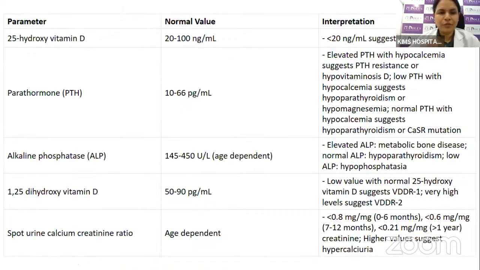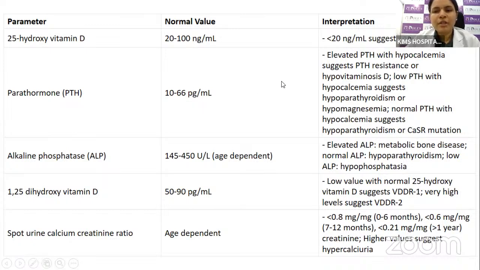So these are the cutoffs for different commonly done level 1 and level 2 tests. I shall be discussing particularly the hormonal assays. For 25-hydroxy vitamin D, the normal levels are 20 to 100 nanograms per ml, and levels below 20 nanograms per ml usually suggest hypovitaminosis D. For parathormone, the normal levels are between 10 to 66 picograms per ml.